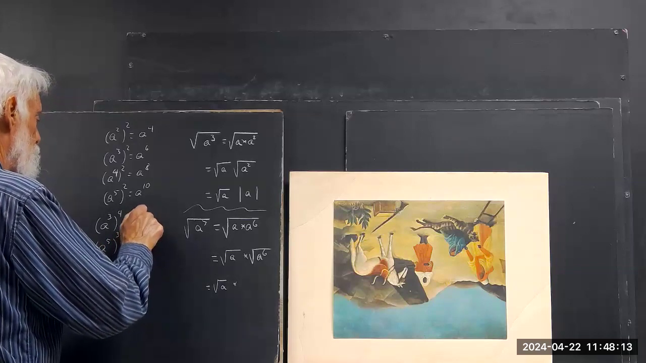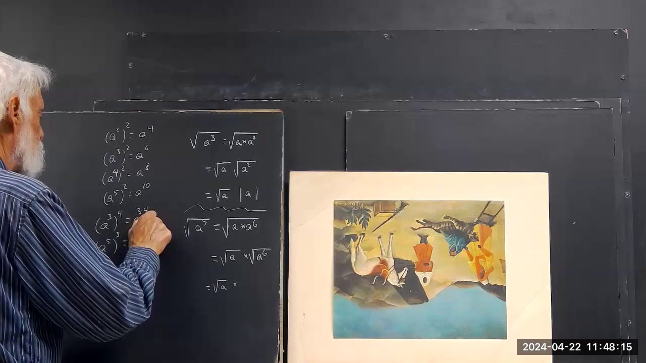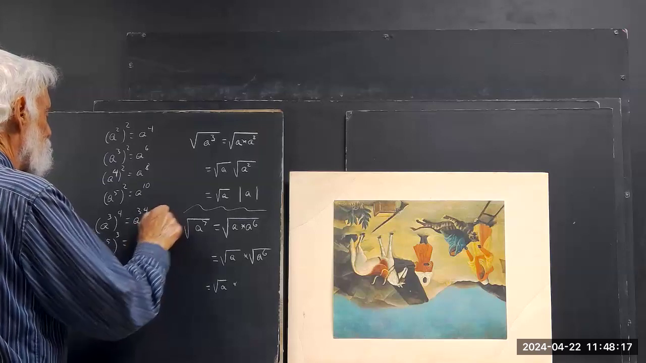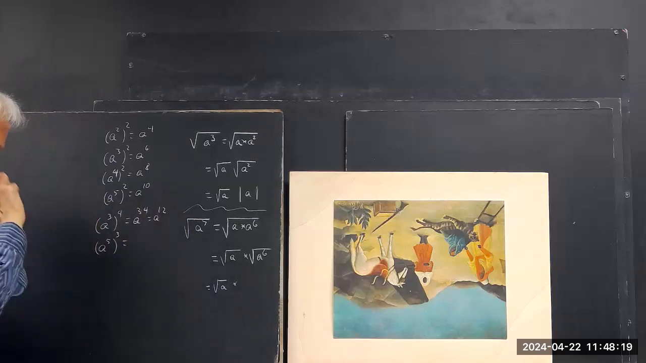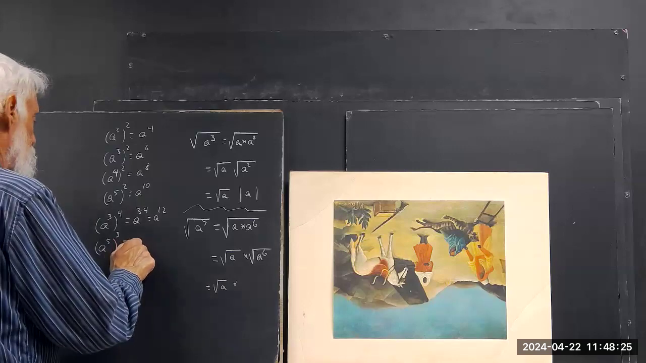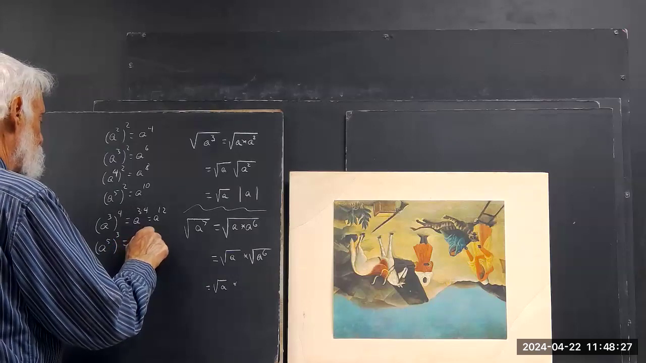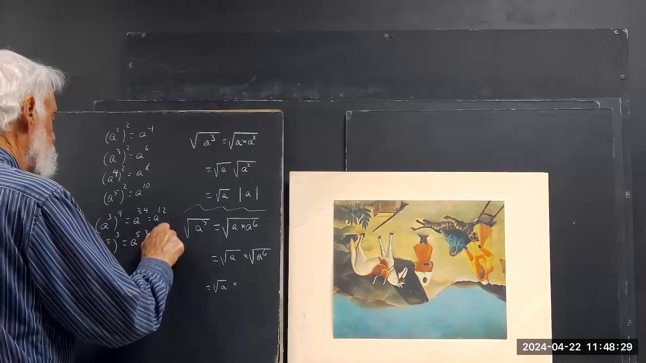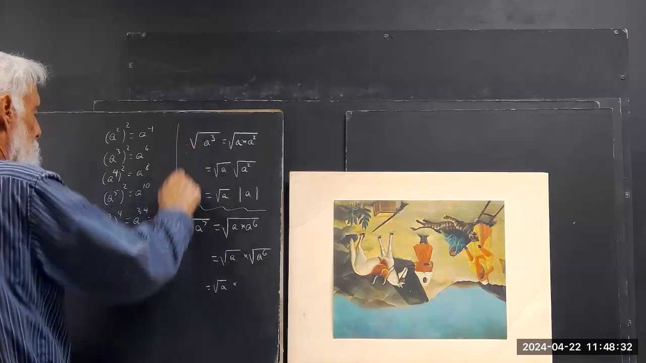That's a to the 3 times 4, and you should write out the rule. Show the rule. If you're not writing it out, you're not reinforcing it. This would be a to the 5 times 3, which is a to the 15.